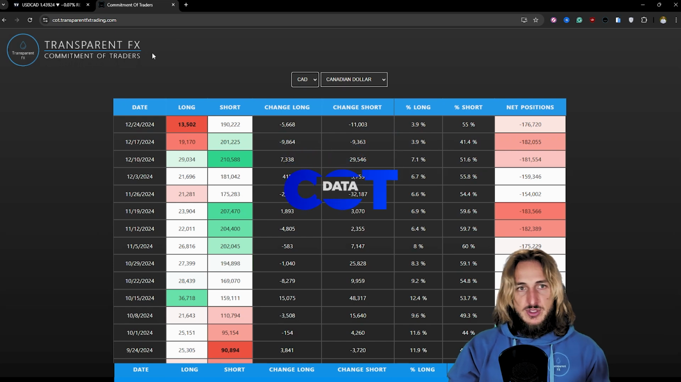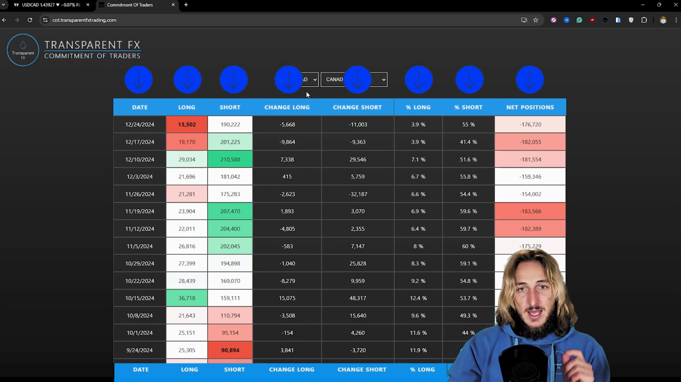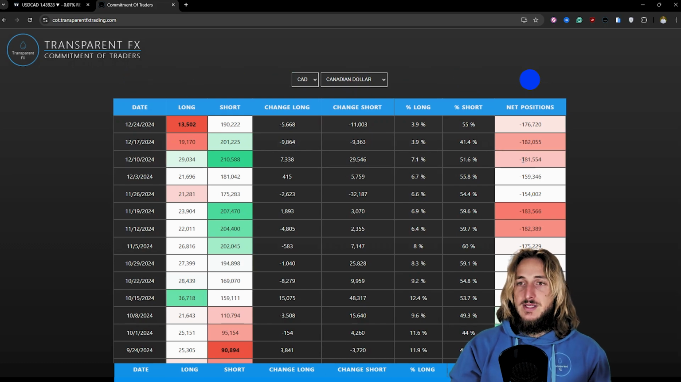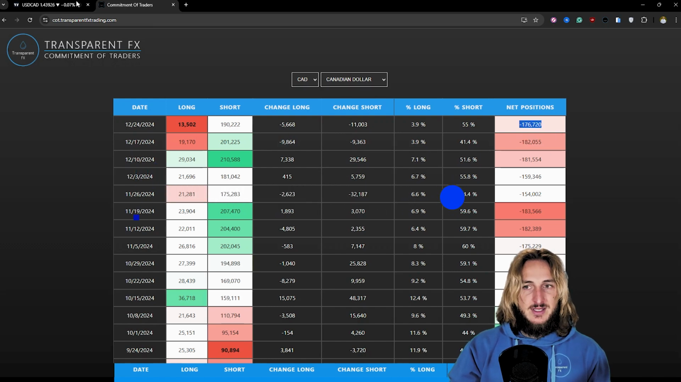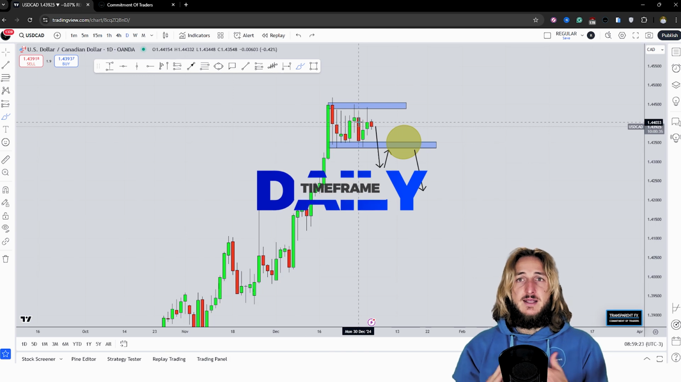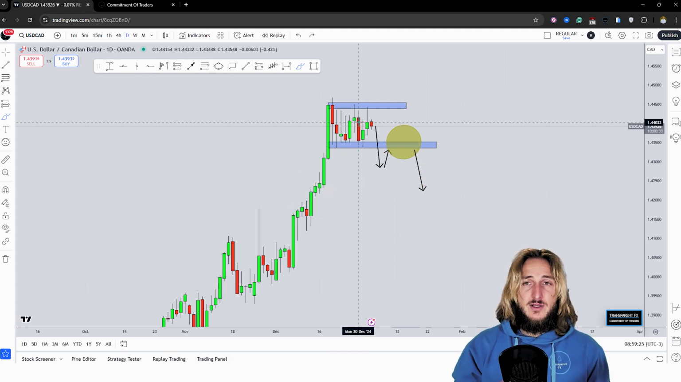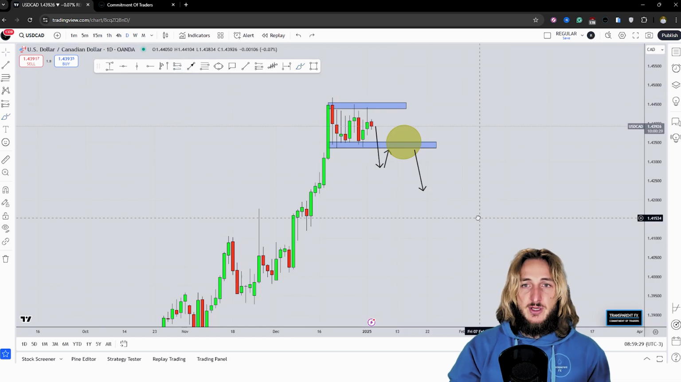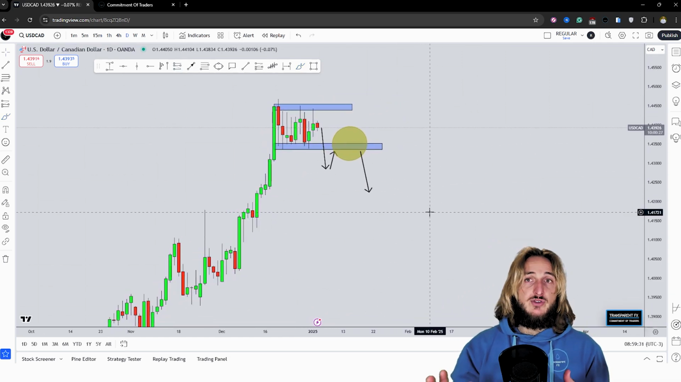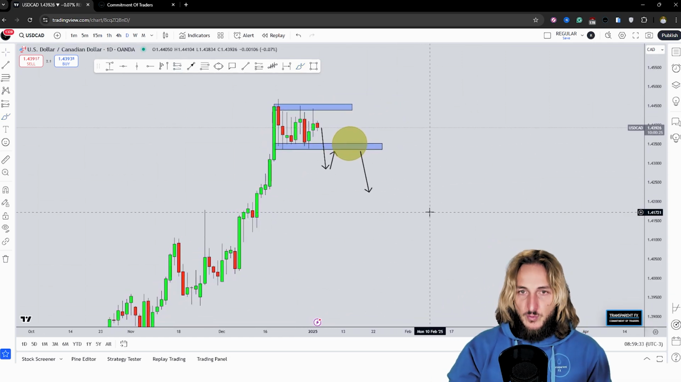Now, if we go and see what we have when it comes to the commitment of traders, so what the big players in the market are doing, and we look at the data for the CAD, we can see how with the very last report, we're starting to see an increase of the net positions on the CAD going from minus 182 to minus 176K. This means that institutions might be starting to move to the bullish side for the CAD, meaning to the bearish side of USDCAD, because a strengthening CAD makes USDCAD weaker.